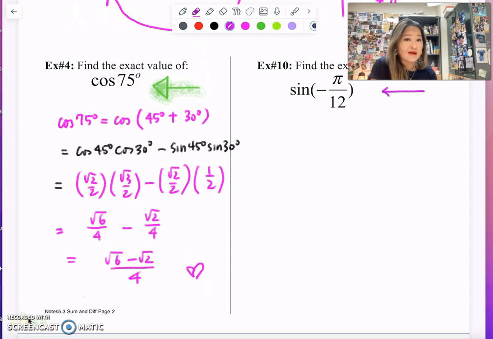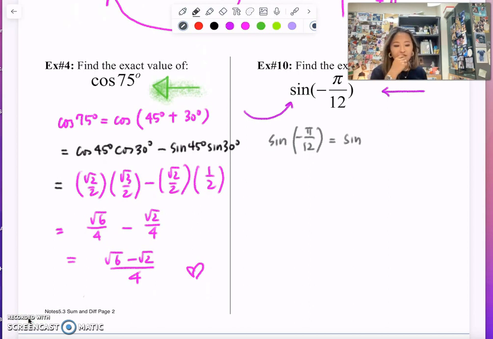Now, this one's a little bit different because it's a negative pi over 12, and that's why I chose this question. And we're going to be applying something with the sine, okay? All right, let's try this. Sine of negative pi over 12. I wonder how we can get negative pi over 12, right? Using angles that we know. Pi over 12? That's weird.